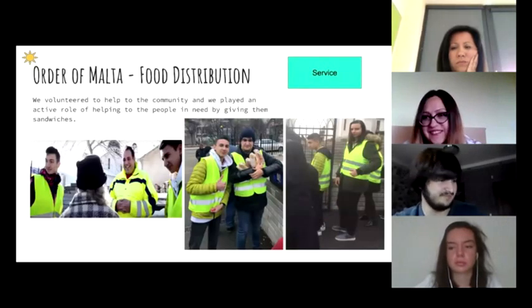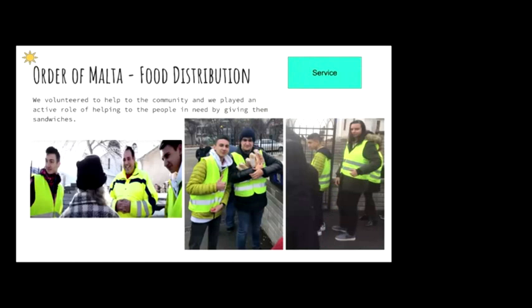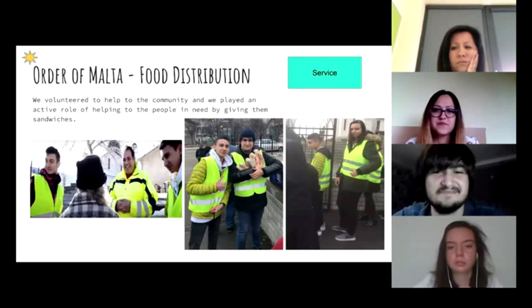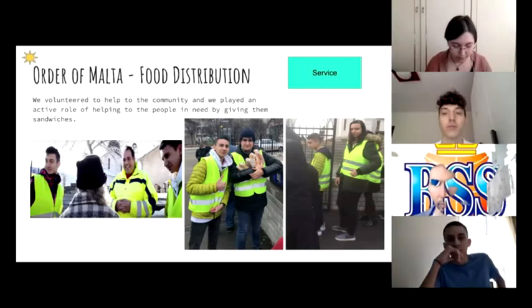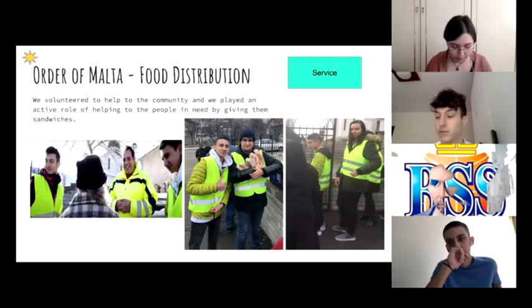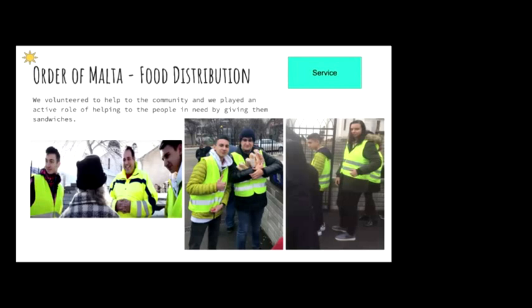Okay, so this was a series of experiences for us that we collaborated with the Order of Malta. The purpose of the Order of Malta is to help people in need, for example, poor people or very old people. In this series of experiences, for around 2 or 3 months, each Wednesday or Friday, we would go as a pair and we would give out sandwiches to old people in a Catholic church. This is what we mainly did.